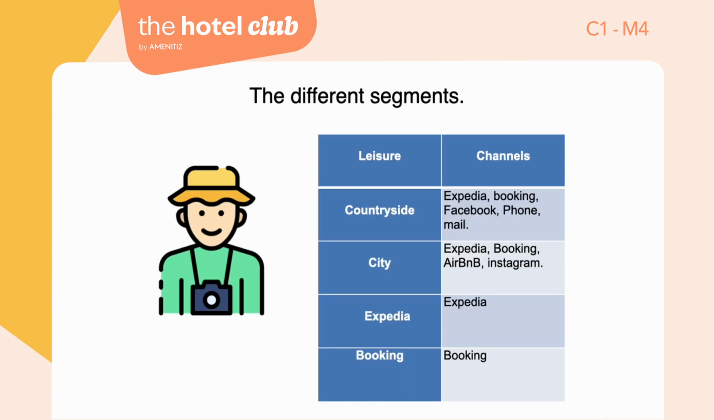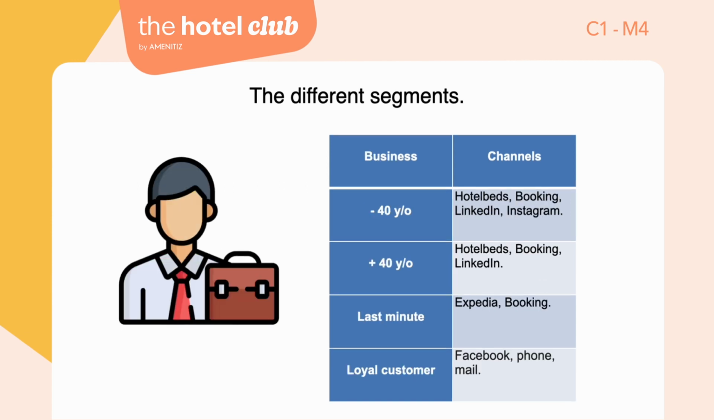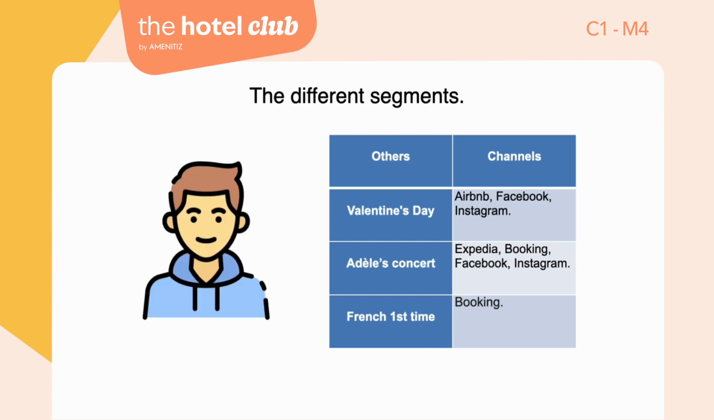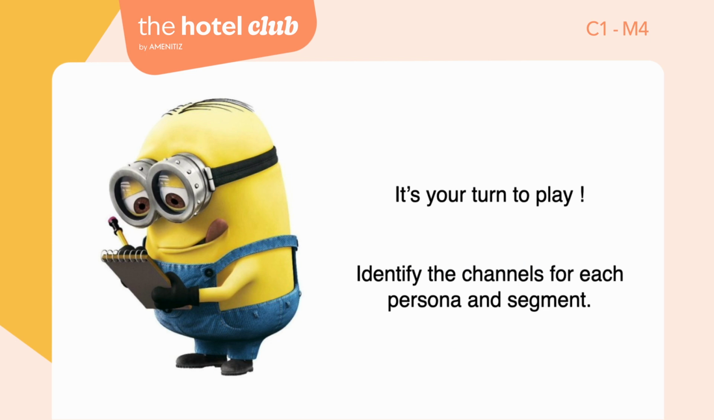And as you'll see here, we can refine the results and do the same with the leisure travelers from the countryside, the leisure travelers from the city, the businessmen over 40 and the businessmen under 40, the groups that stay for 3 nights and the groups that stay for 1 week, and the St. Valentine's Day crowd, the Adele fans, and the people who are coming from France for the first time in their lives. So now it's exercise time.